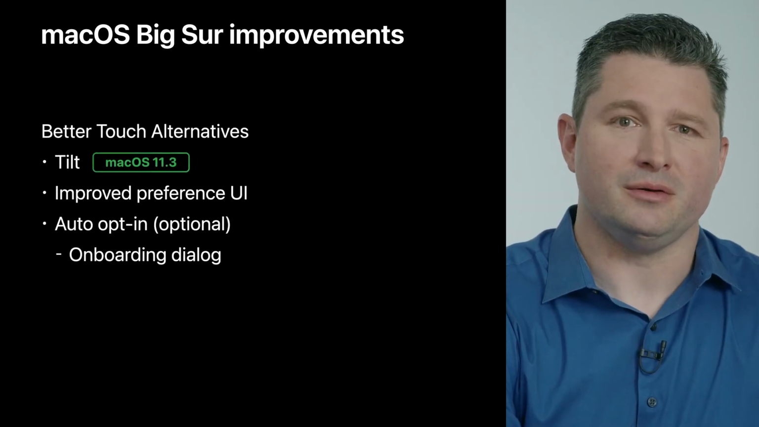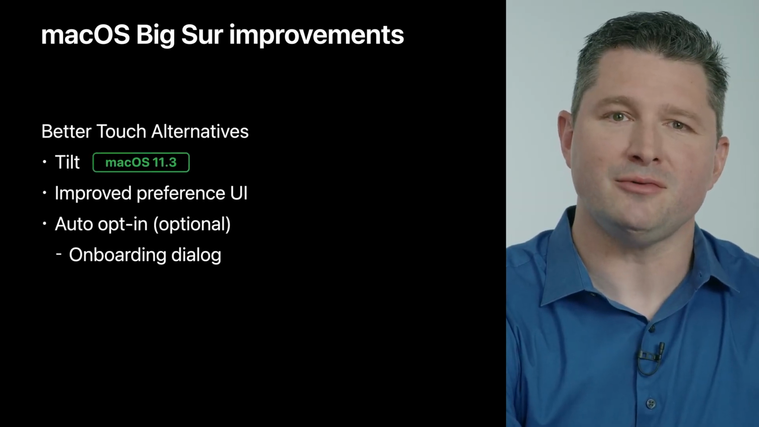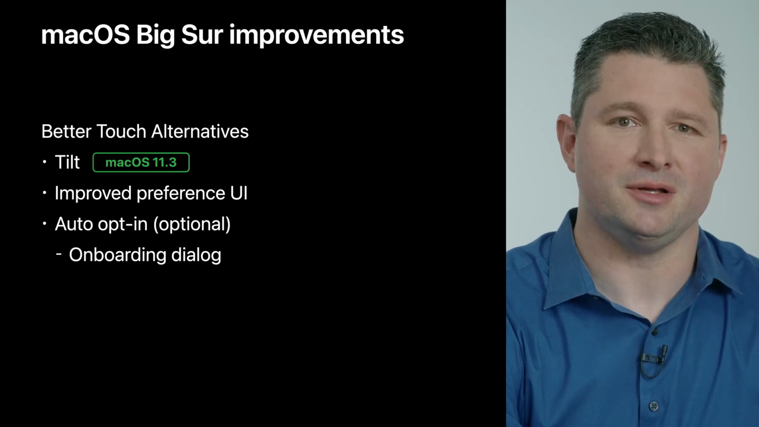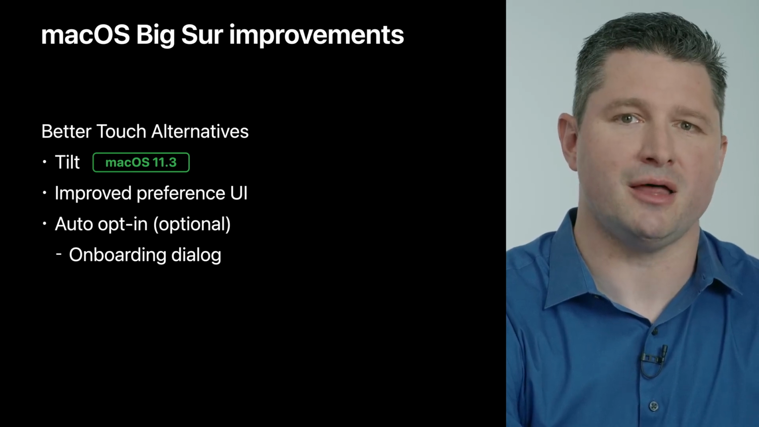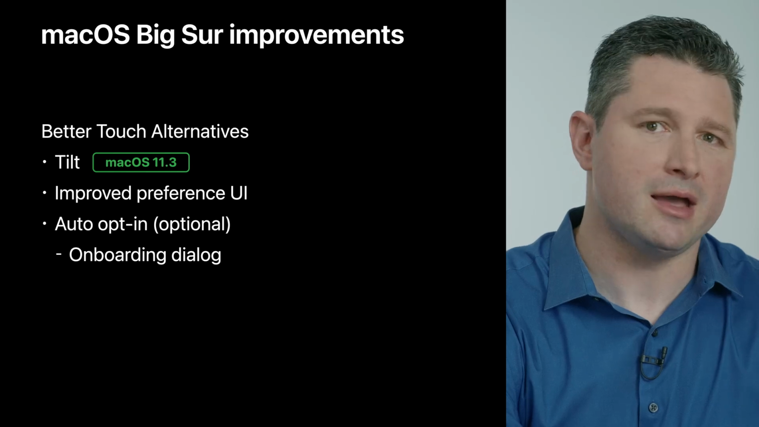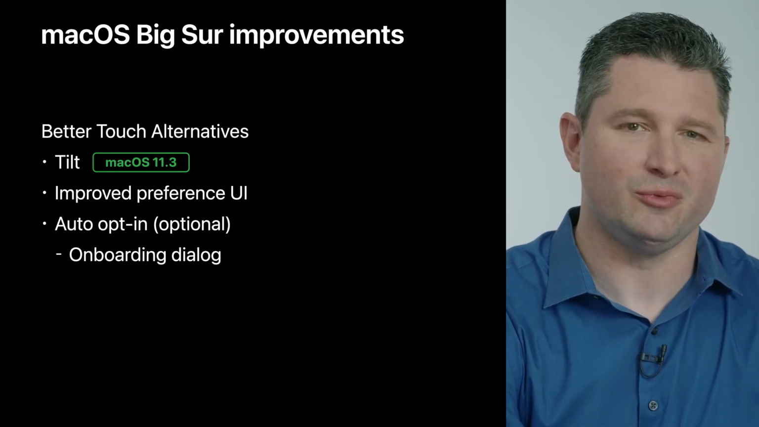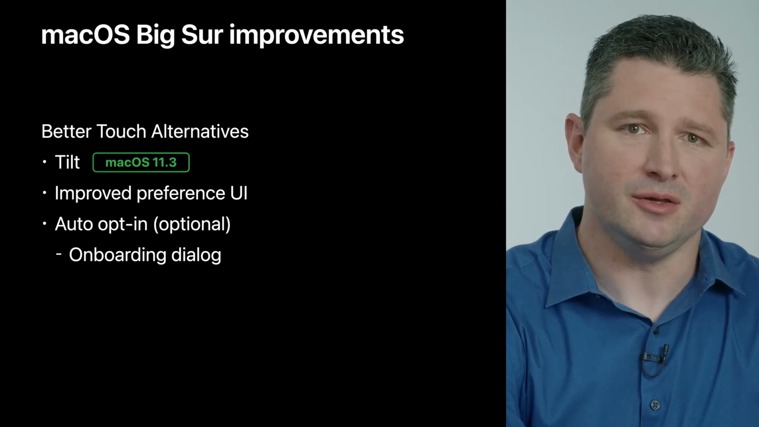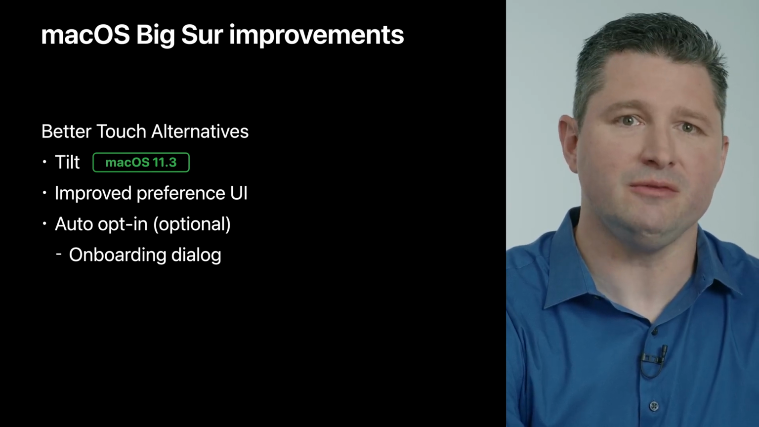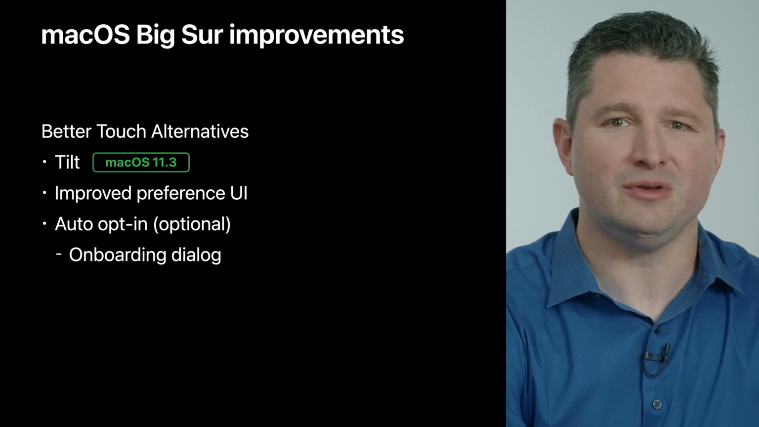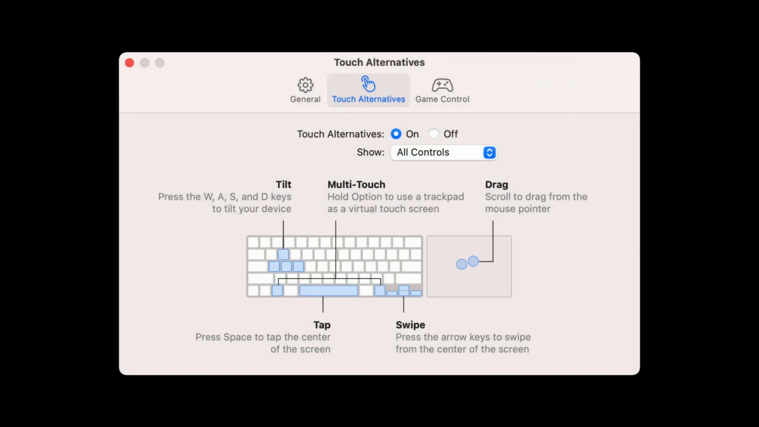Moreover, since day one, touch alternatives have mapped the keyboard and trackpad to several interaction styles that would otherwise not be easy to use on the Mac, such as multi-touch, drag, tap, and swipe. And with macOS 11.3, we've made a number of improvements. For example, you now have the ability to virtually tilt your device. This opens the door to a number of additional games. Also, the Preference panel now includes a helpful graphical representation that illustrates how to access each of the 5 interaction styles through the keyboard and trackpad.